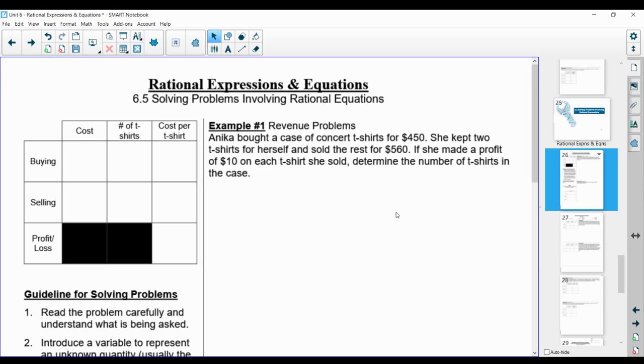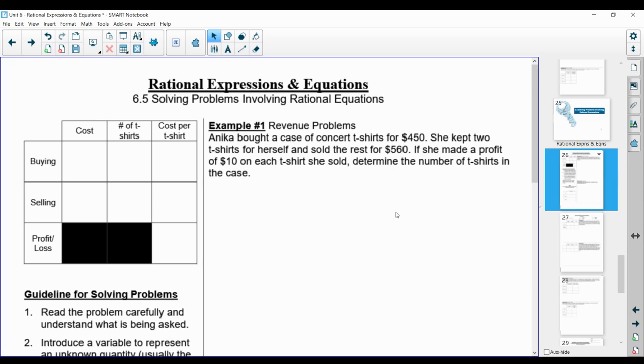This is a revenue problem, and you guys have seen revenue problems before, but this is just slightly different in terms of the wording. So Annika bought a case of concert t-shirts for $450. She kept 2 t-shirts for herself and sold the rest for $560. If she made a profit of $10 on each shirt she sold, determine the number of t-shirts in the case.